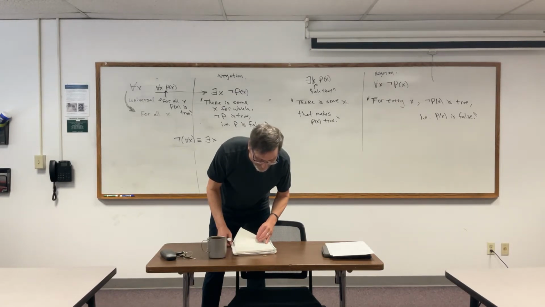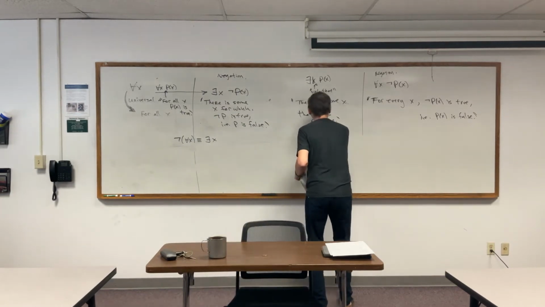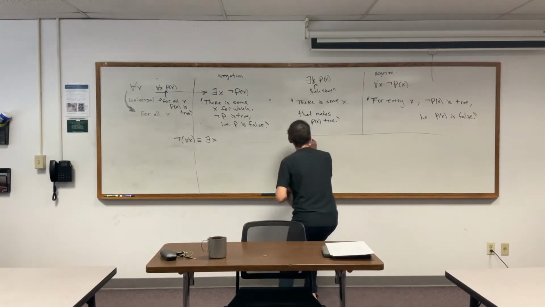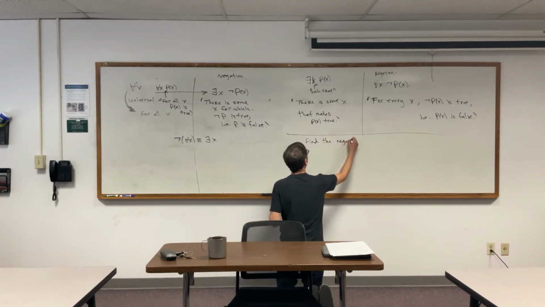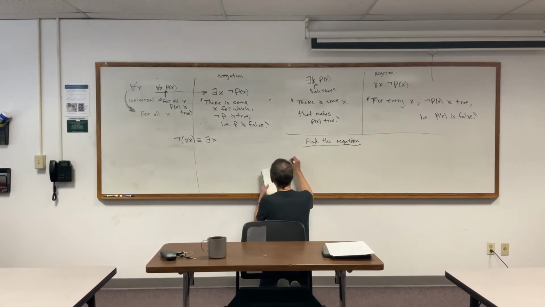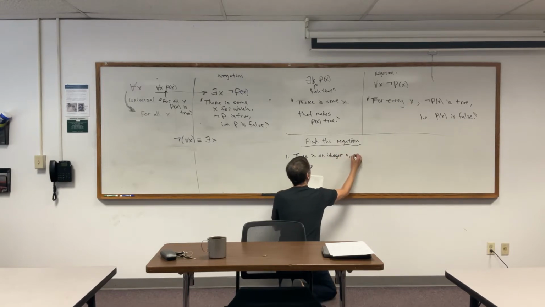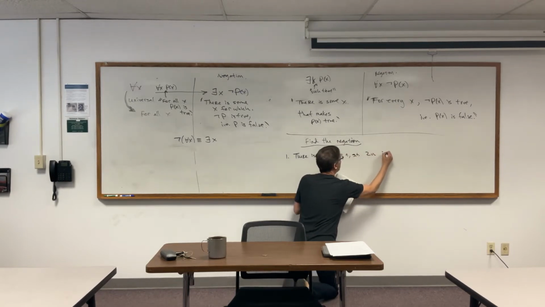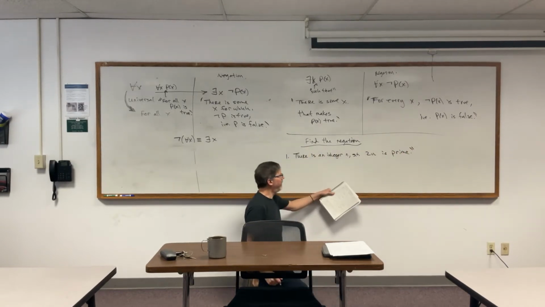Alrighty, so let's put some of this stuff together. Your turn. Please negate each one of these. So find the negation, and write it as a sentence, please. Let's practice negation. Alright, so: there is an integer n such that 2n is prime. What is the negation of that?